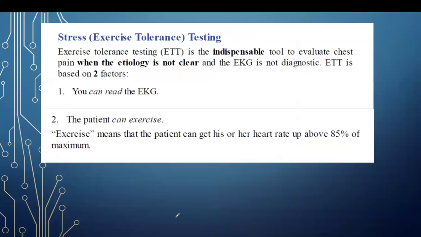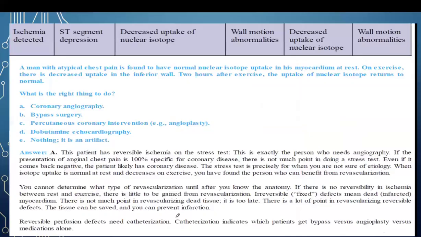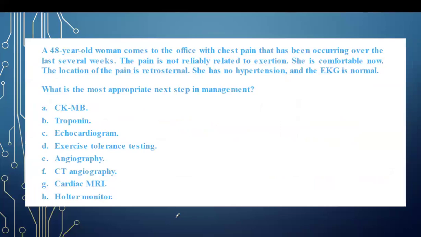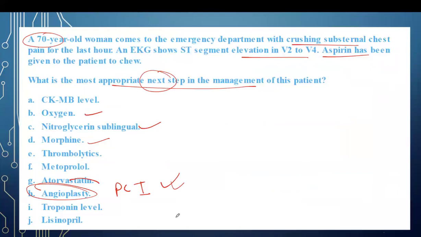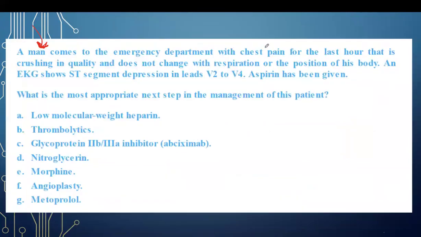Now let's have a look at a question. So we have a question for non-ST elevated MI. This one. So, let's say a 50-year-old man comes to the ED with chest pain lasting for an hour that is crushing in quality and does not change with respiration or position. ECG shows ST segment depression in V2 to V4.